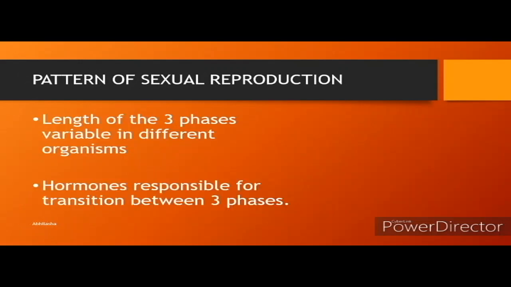Now these 2 points you have to remember about the sexual reproduction process. The first point is that the three phases that we just discussed, juvenile, reproductive, and senescence, are of different lengths in different organisms. And second, change from one phase to the other is controlled by hormones. Hormones are responsible for an organism leaving one phase and entering the second phase.